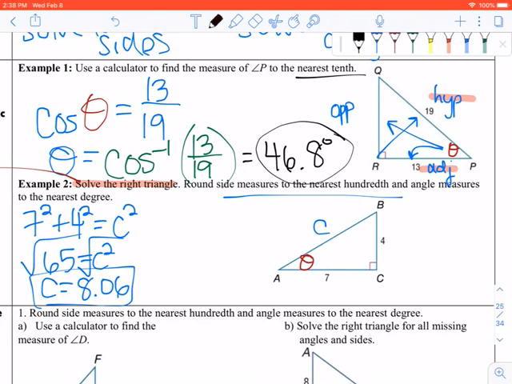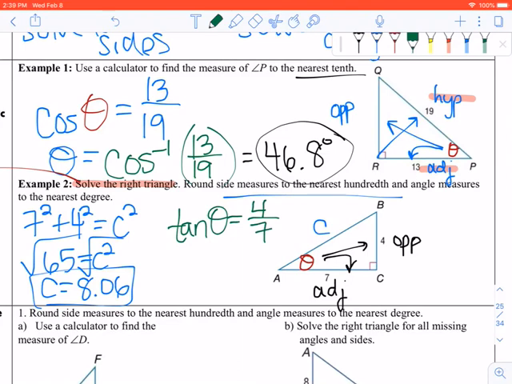So right now, I'm going to go based on the sides I was given. So my opposite side, and here we have the adjacent. I'm not going to use the hypotenuse because that was a decimal. I'm going to use the given sides. So when I set this up, I have opposite and adjacent, which is going to be tangent, TOA. So tangent of the angle equals opposite 4 over adjacent 7.